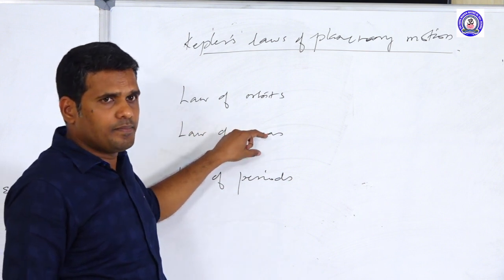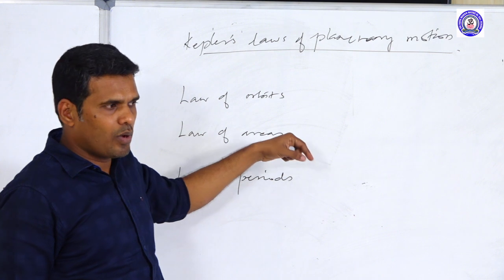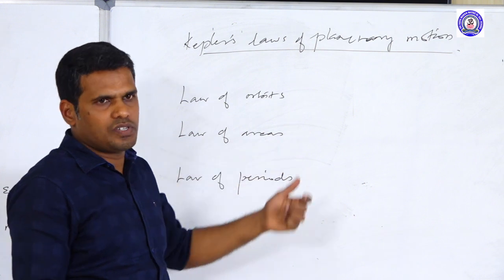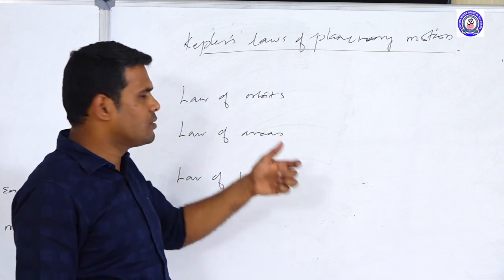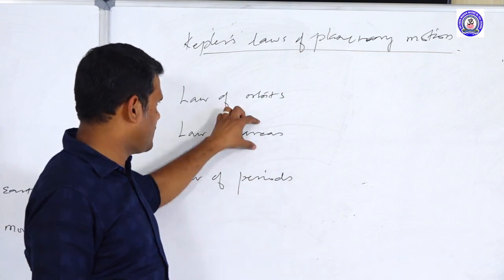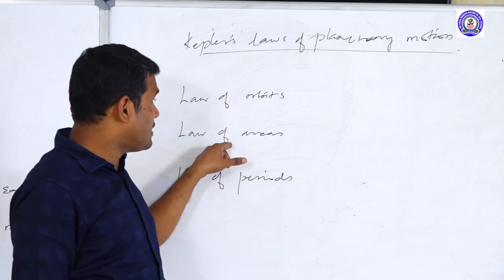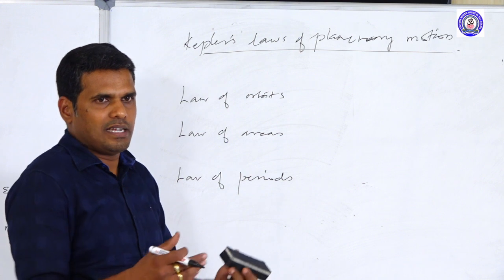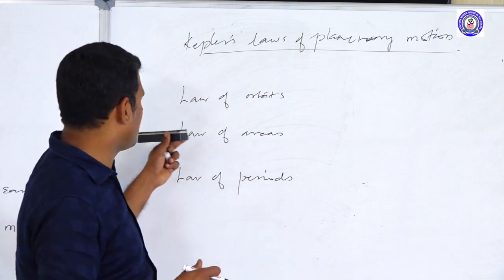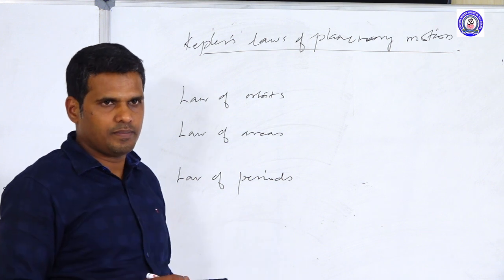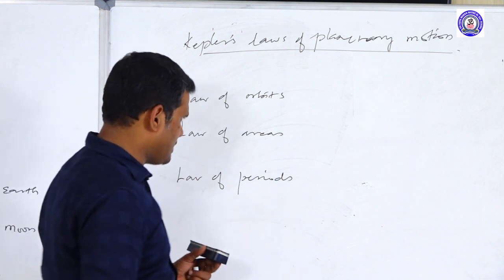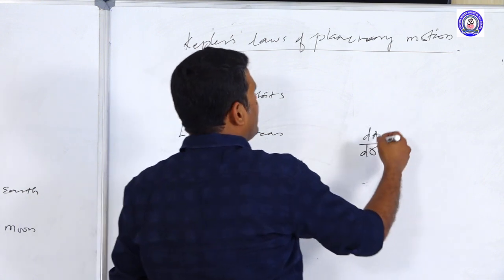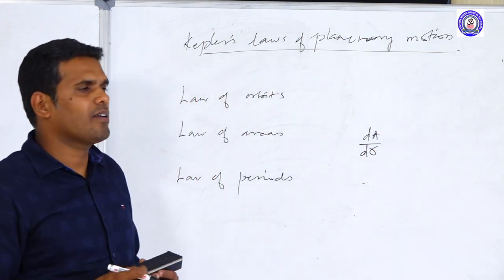The law of areas states that the line joining the sun and the planet sweeps out equal areas in equal intervals of time. The areal velocity is a constant in this case, which is due to the conservation of angular momentum. In the law of areas, which quantity is conserved? The question will be asked like this: which of the following physical quantities is conserved in the law of areas? Angular momentum is conserved. Areal velocity is nothing but dA by dt. This dA by dt, when solved, will give you the angular momentum conservation.